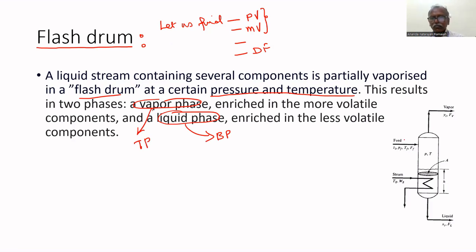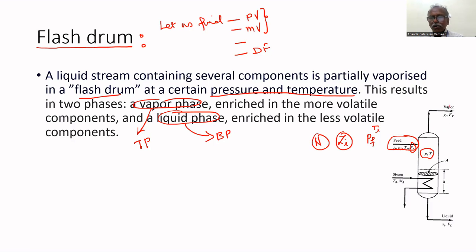Here, the feed is entering into the flash drum at a high pressure, say PF. The inlet temperature is Ti. The feed consists of N components. Zi, i varies from 1 to N components in that feed. Its flow rate is FF. The temperature and pressure maintained inside the flash drum are P and T.